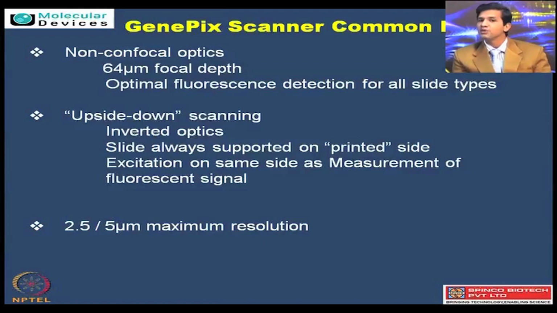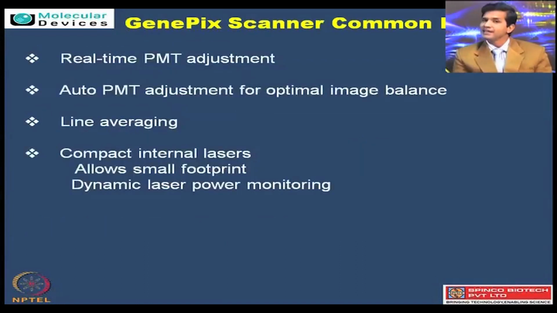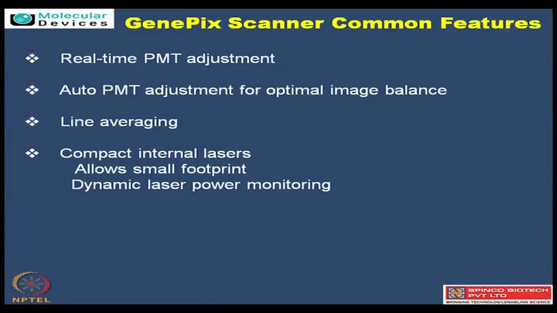Apart from that, upside down, that is inverted chemistry, is what we are going to use in the form of printed sites being scanned directly and controlled for the variability as discussed earlier, and the resolution at 2.5 or 5 microns, based on the system available, can also be used. And real-time PMT adjustment. PMT we have already elaborated, the photomultiplier tube, right. The real time is at the level of scanning. We can look at the data when the scanning is live.